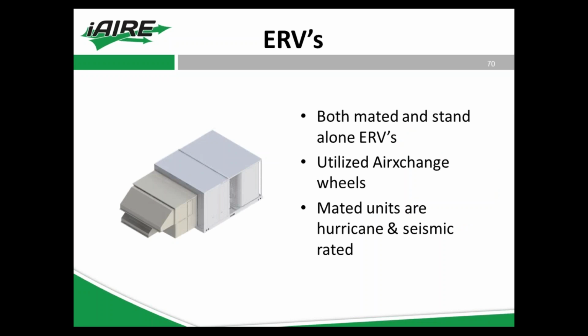ERVs, like I said, are either mated, which means they're going to be cantilevered off the unit. They can also be standalone if your outdoor air solution to your building is just an ERV only with no package unit attached. They can also do that. They also do ERVs that are mated to the unit, but if they're large enough, have feet. And I know this may not speak to the Chicago crowd here, but all of these, especially being manufactured in Florida, are hurricane and seismic rated.